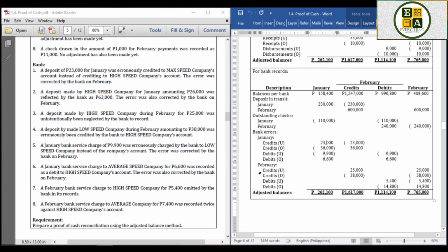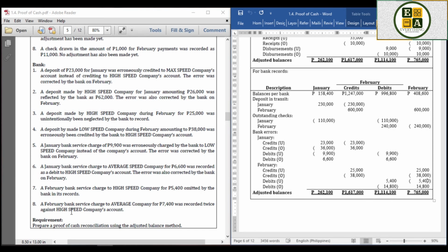Okay. So, move on ako dito sa February. Sabi niya dito, sa number 7, a February bank service charge to high-speed company of 5,400 omitted by the bank in its record. So, hindi doon na-record ni bank. So, overstated yung ating cash balance. So, mag-deduct tayo dito ng 5,400. Tapos, understated yung ating debits column. So, kailangan mag-add tayo ng 5,400 sa debits column.